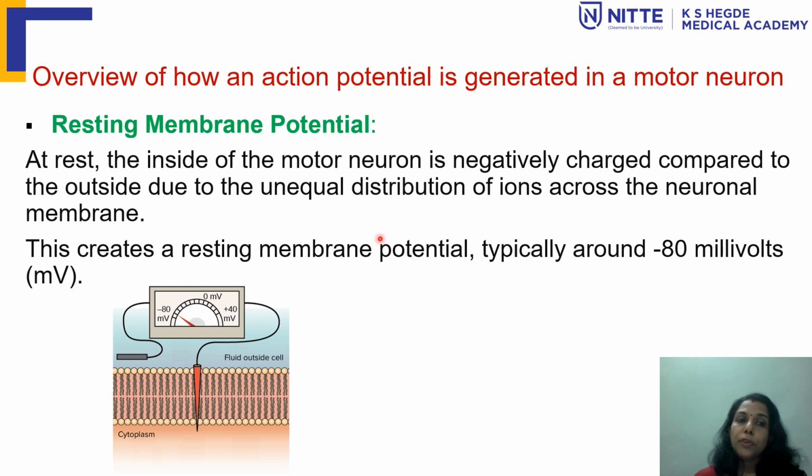So before going to the depolarization, you should know what is resting membrane potential. So at rest, what happens? Inside the motor neuron, it will be negatively charged compared to the outer side. Why? This is due to the unequal distribution of the ions across the neuronal membrane. So during the resting membrane potential, that membrane potential will be around -70 to -80 millivolts.